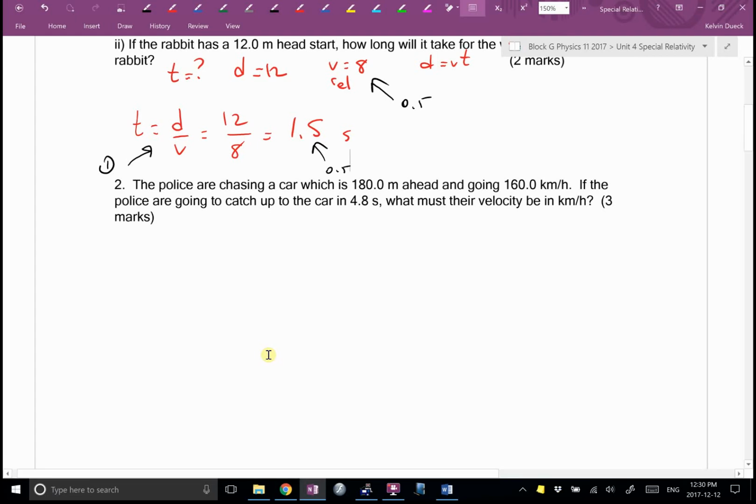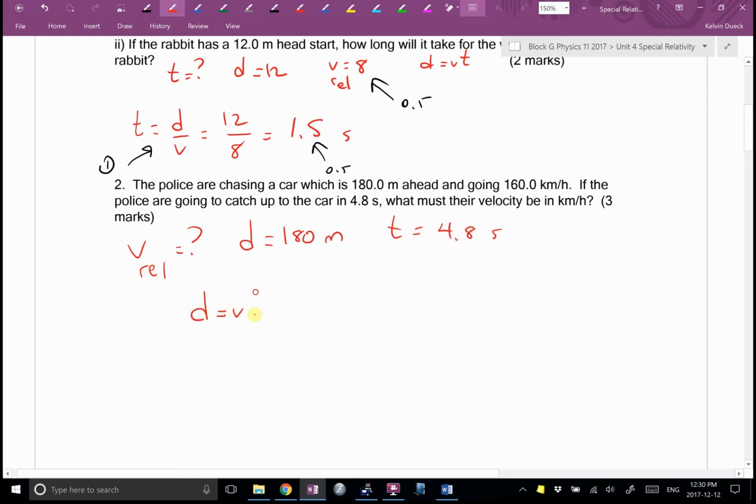Police are chasing a car which is 180 meters ahead. Okay, it looks like they want me to find V. I can't. What I can find is the relative speed, how much faster the police have to be going than the bad guys. I'll let the bad guys be going 0. The distance the police have to catch up is 180 meters, and they got to do it in 4.8 seconds.